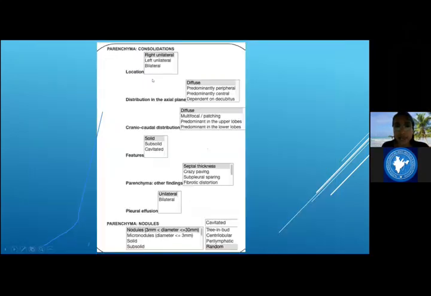We should give the location, distribution in the axial plane, and distribution in the craniocaudal direction, and other features like crazy paving, fibrosis, pleural effusion, cavitation, nodules. So all these can be given as ancillary findings.